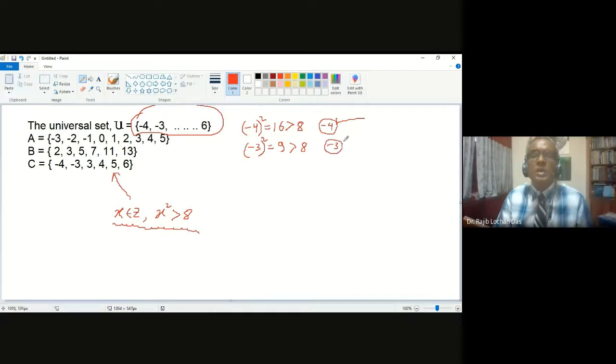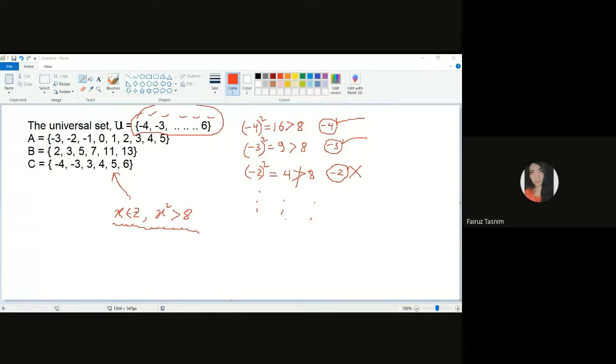Can you take minus 2 also? No, sir. Minus 2 square is 4, so it is not greater than 8. So minus 2 you cannot take. In the same way you check everything in the universal set, and then finally you get C. Okay, is that clear now? Yes, sir, it's clear.